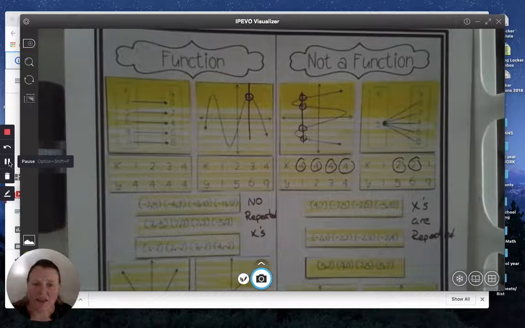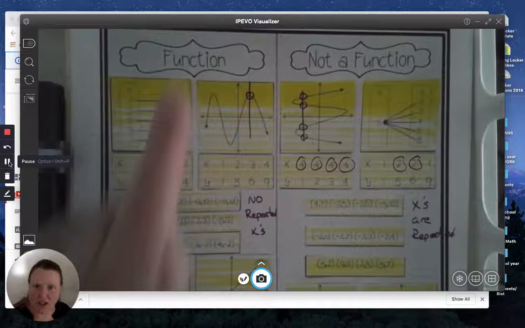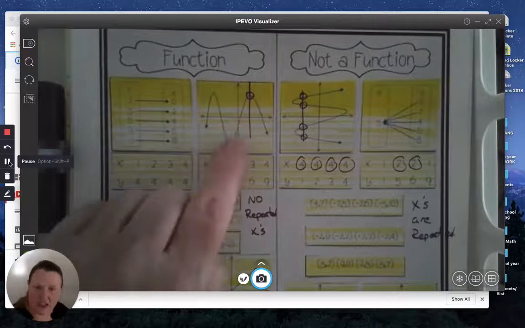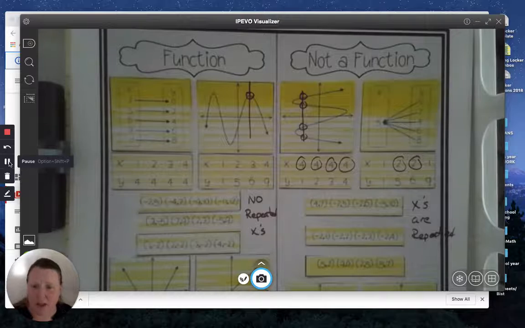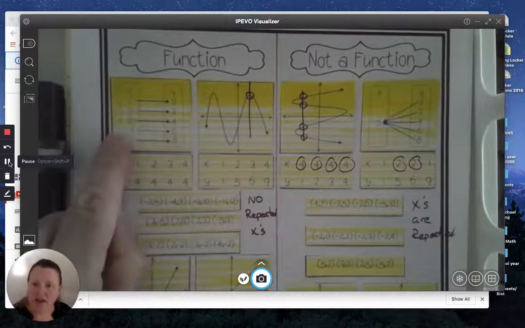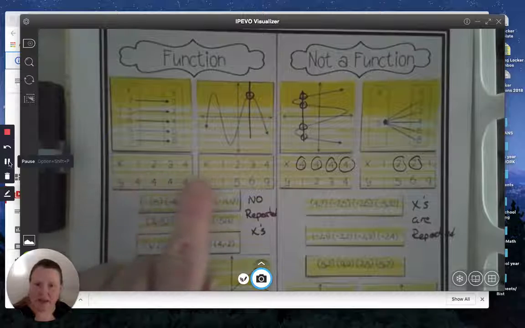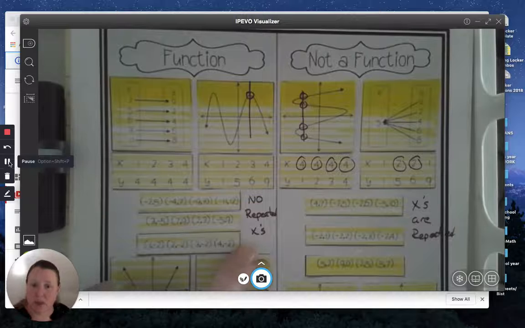So let's end right here. As a recap, if it is a function on the vertical line test, it can only touch in one place, not in multiple places. And when you are matching up ordered pairs, none of the x's can be repeated. And so our examples here show no repeats.